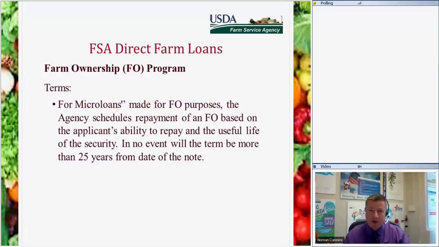This is a program that we actually introduced last year, where there's a little bit less paperwork to do for the FO, but there are still some requirements to it that are the standard for farm ownership. One thing we do look at is that if you've had a youth loan with us, we'll count that time towards the management of the 3 years.